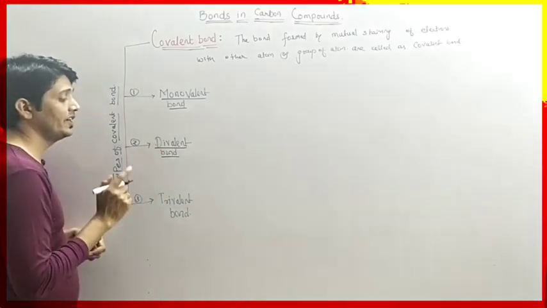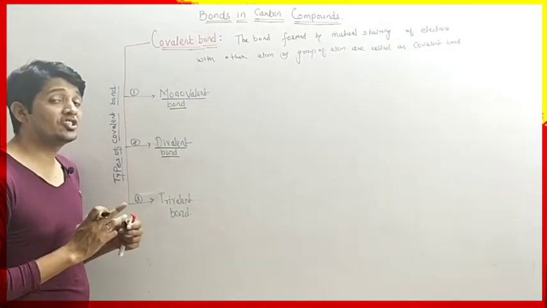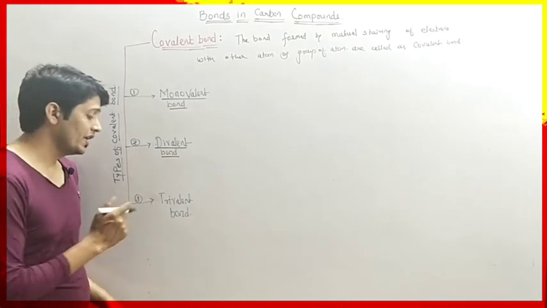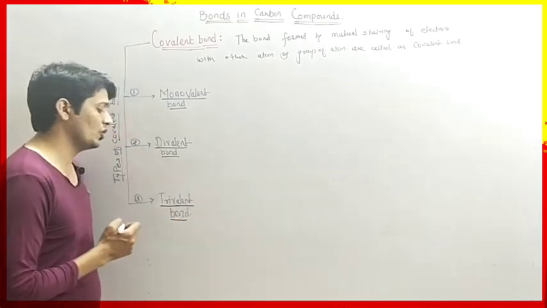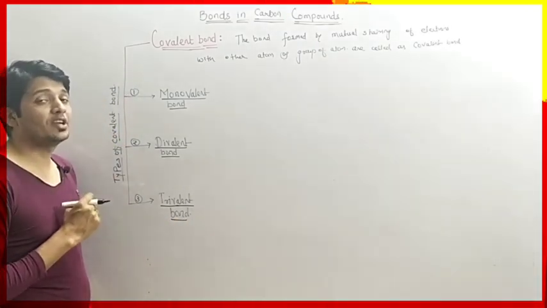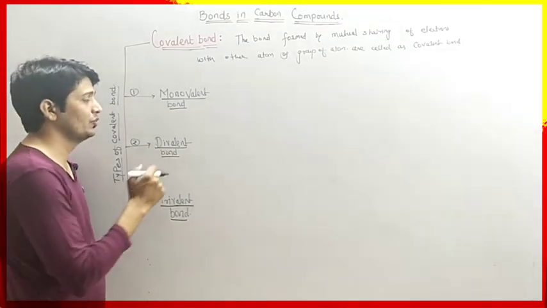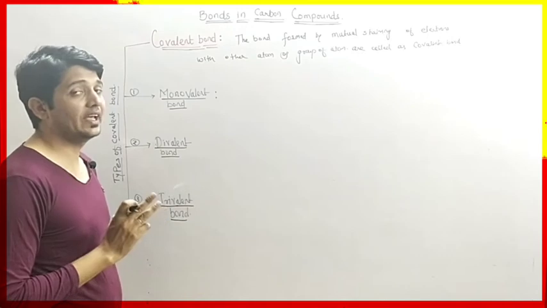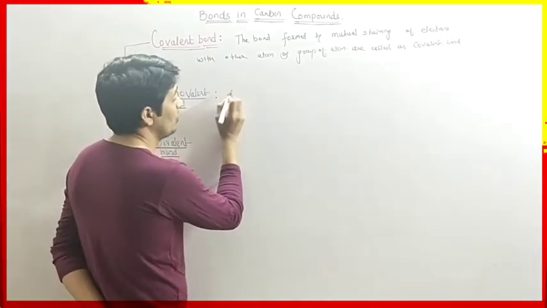Di represents 2 pairs of electron. So the bonds which are formed by sharing 2 pairs of electron are called divalent bond. And last but not the least, we have trivalent bond. The bonds which are formed by sharing 3 pairs of electron are called trivalent bond. First we have to write the definition, and along with it we have to write examples also. So what is monovalent bond?